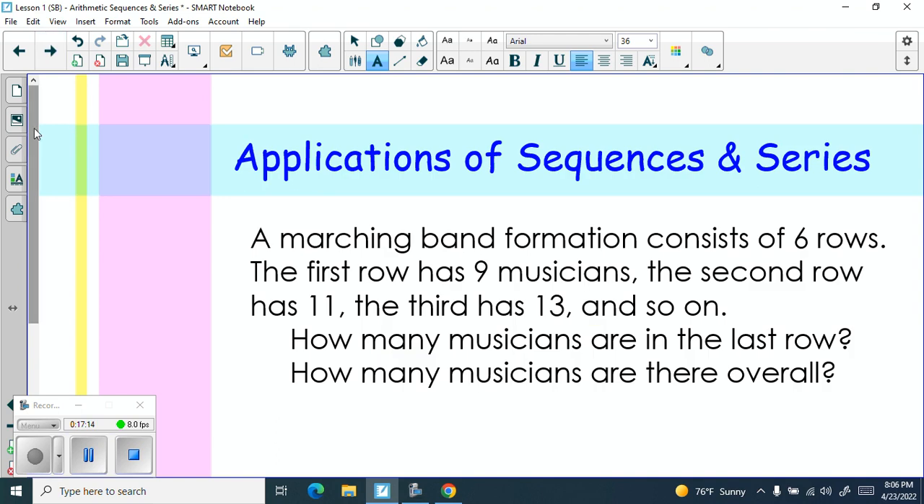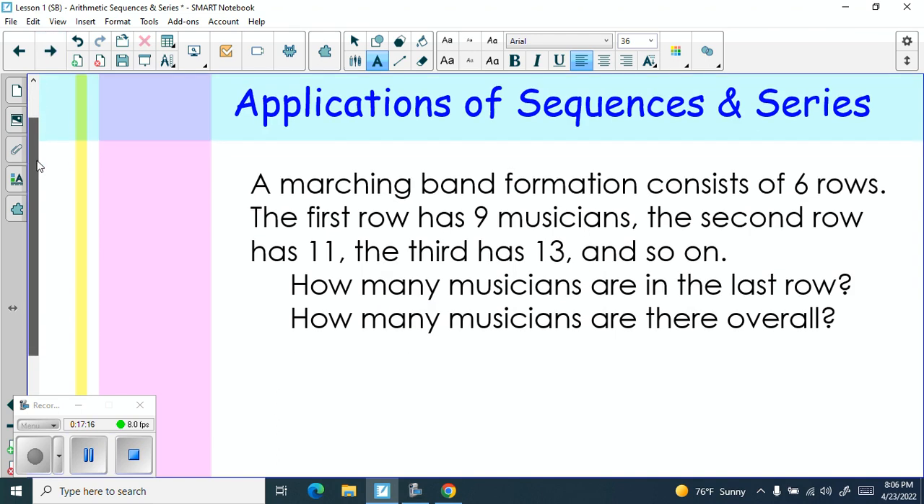All right, so here's one final problem for us, an application problem. So we have a marching band formation that consists of 6 rows. The first row has 9 musicians, the second row has 11, the third has 13, and so on. We're trying to figure out how many musicians are in the last row and how many musicians are there overall.